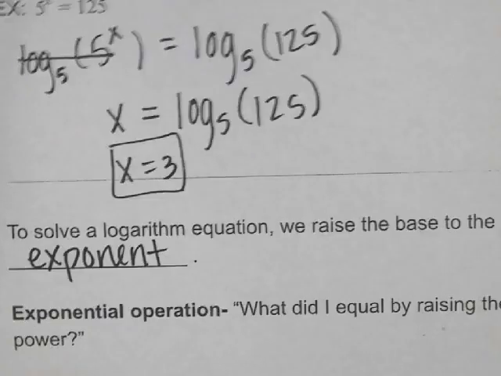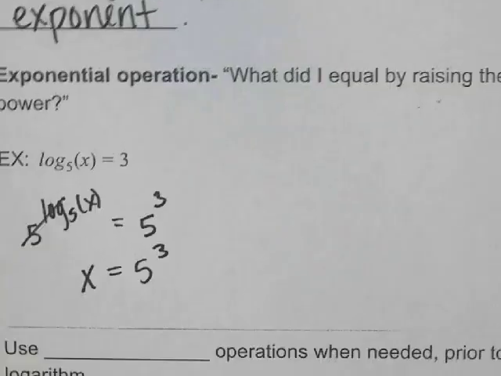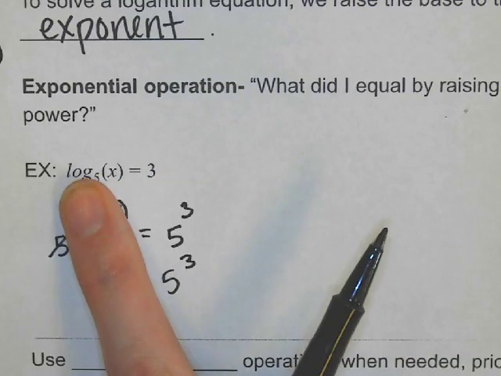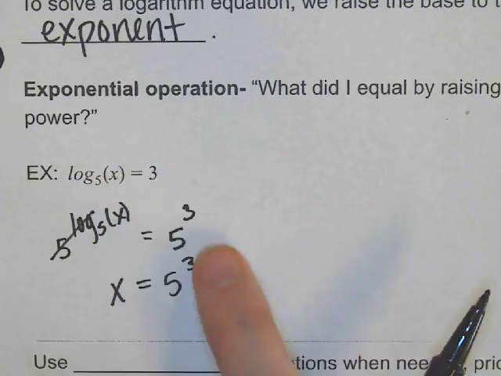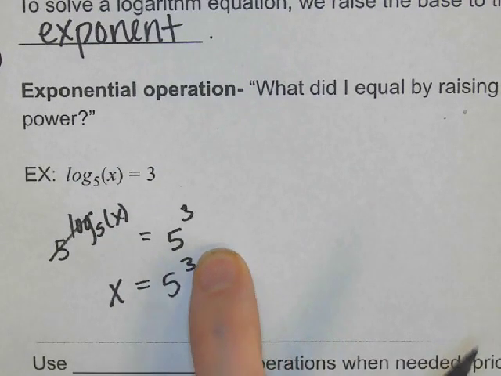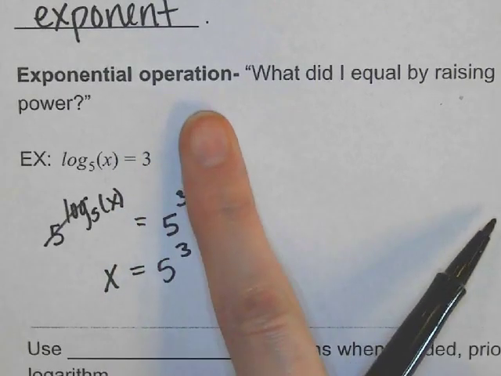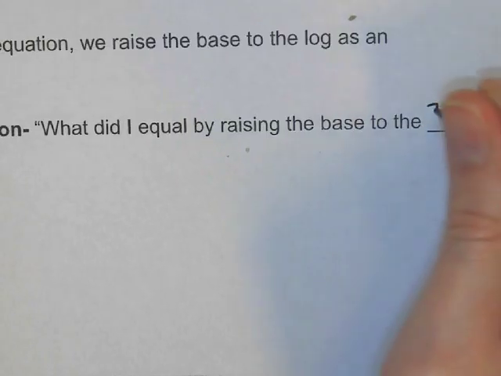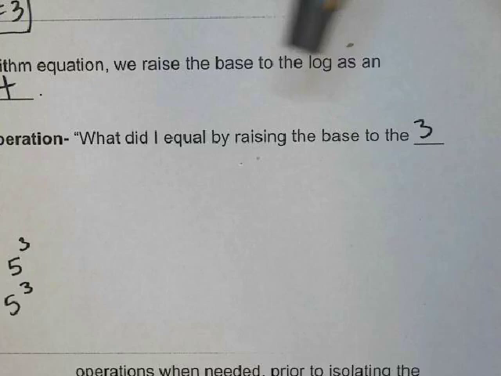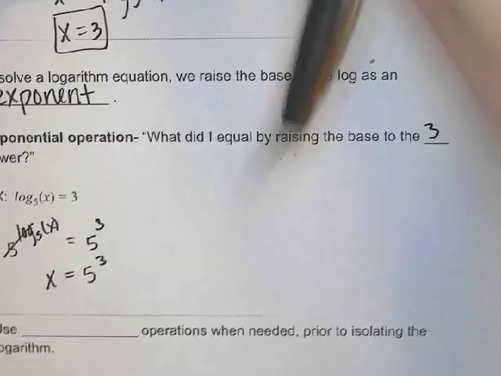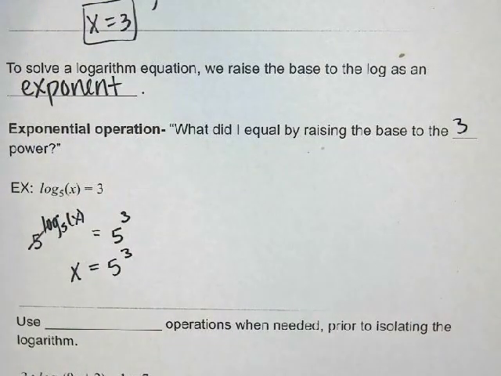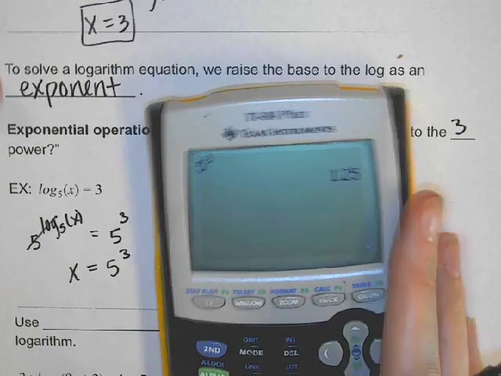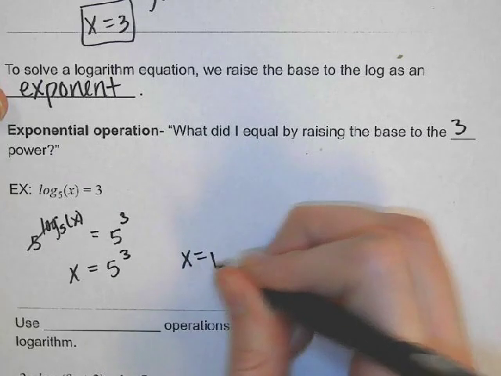So instead of us asking what power did I raise the base to, we already know what power we raised the base to. We raised it to the 3rd power. So when you know the base of the log, whatever you are equaling becomes your power. And basically what this does is you're following an exponential operation. What did I equal by raising the base of 5 to the 3rd power? So when you plug it in your calculator, of course we already know the answer. 5 cubed is 125. So we get x equals 125.